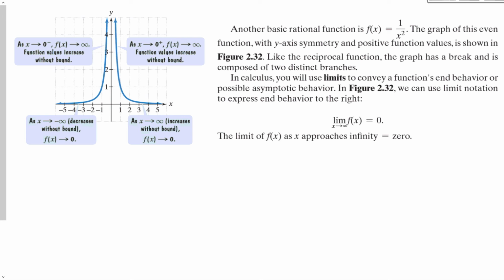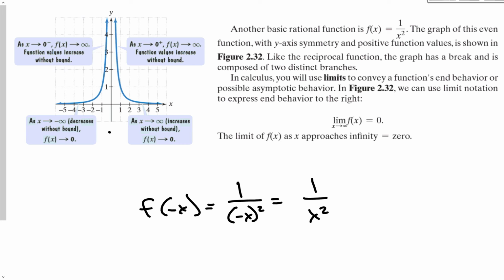And of course, another basic rational function is 1 over x squared. The graph of this even function, because x squared is an even function, because if I were to plug negative x into the function, it would still give me my original function. That means it's even, which means it has y-axis symmetry, and positive function values, as shown in my figure right here. Like the reciprocal function, the graph has a break and is composed of two distinct branches, only the two branches happen to be both in a positive quadrant or a negative quadrant.